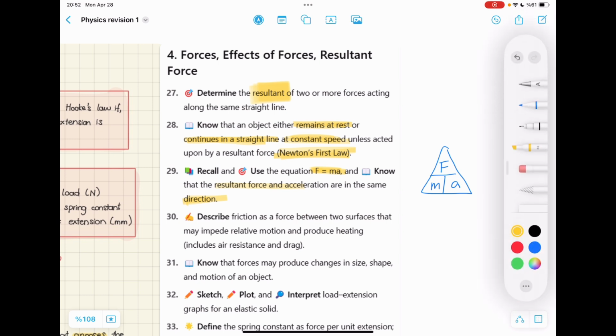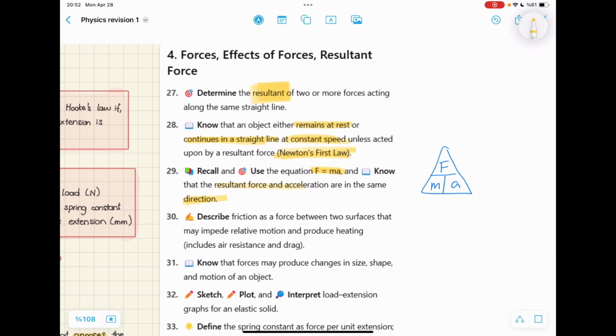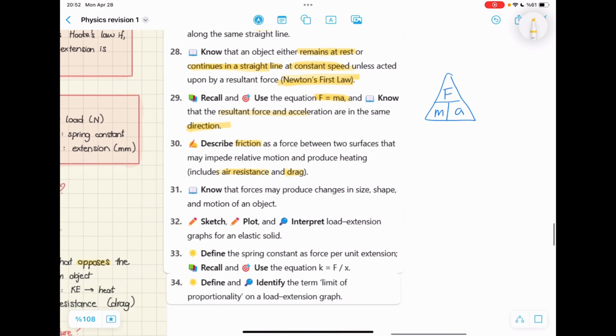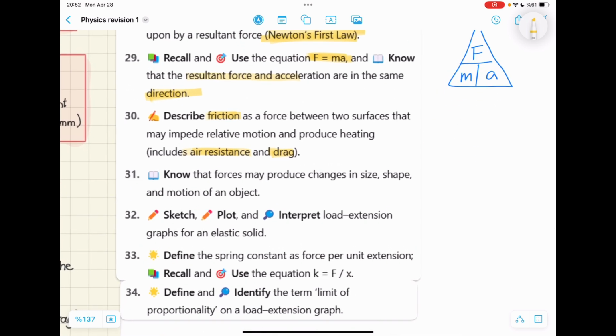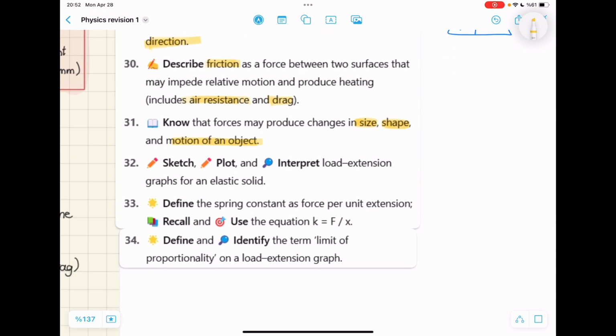Describe friction as a force between two surfaces that may impede relative motion and produce heating. It includes air resistance and drag. So we have air resistance and drag as types of friction, and this is a force between two surfaces. Know that forces may produce changes in size, shape, and motion of an object. This is how we also define force when we talk about it.